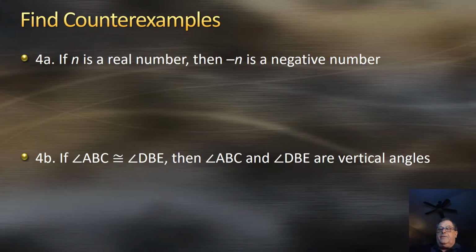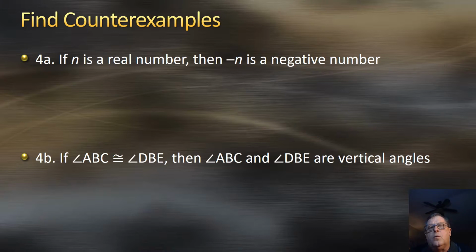So here we got a couple of examples, and we're asked to find counterexamples. So first up, we have here this conjecture. If n is a real number, then negative n or minus n is a negative number. So now on the surface, we might think that seems to be true. If n is a real number, then negative n is a negative number.